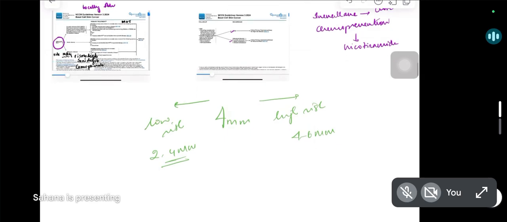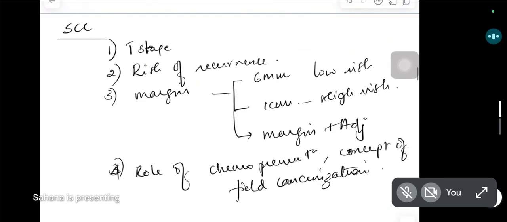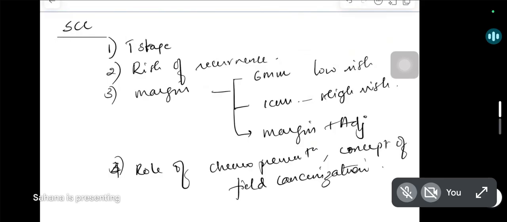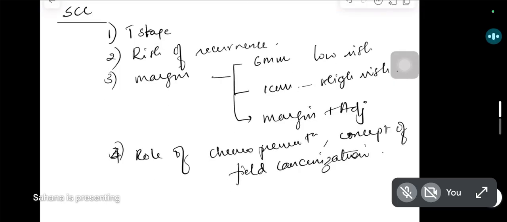And 4 is the cutoff for your margin. Low risk, keep it below 4. High risk, go above 4. So in SCC, you have to know their T size. Here also, the management is depending on their risk category. They are grouped into low, high, and very high risk. Depending on these risk categories, you will give margin as well. So if it is low risk, 6 is the recommended margin, high risk 1 centimeter. If they are very high risk, then you have to give some form of adjuvant therapy, mostly RT. And here there is role for chemoprevention, and there is concept of field cancerization when you come to squamous cell carcinoma.